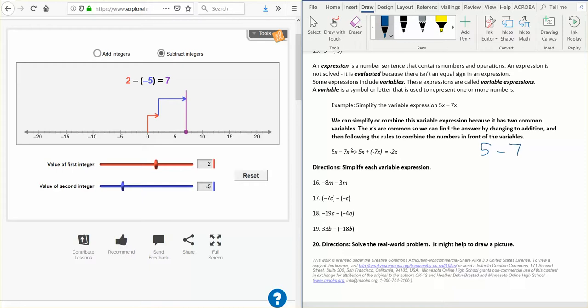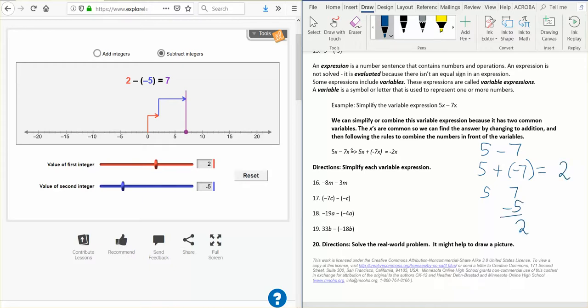So here's how you change that to addition. You leave the first number alone. You change the minus to a plus. You take the opposite of 7, which is negative 7. 5 plus negative 7, those are two different signs. So I find the absolute value of each. The absolute value of 5 is 5. The absolute value of negative 7 is 7. And then I subtract the smaller one from the larger one to get 2.